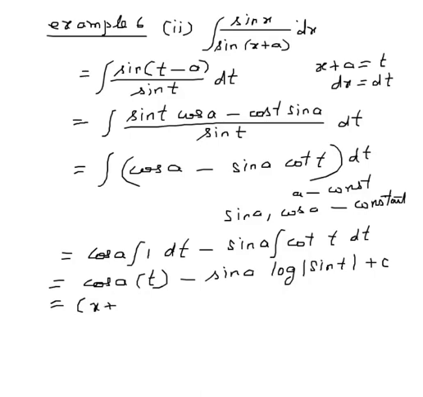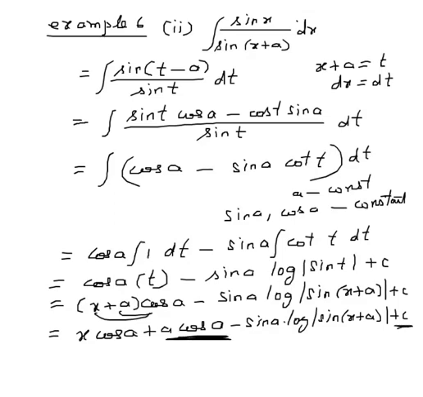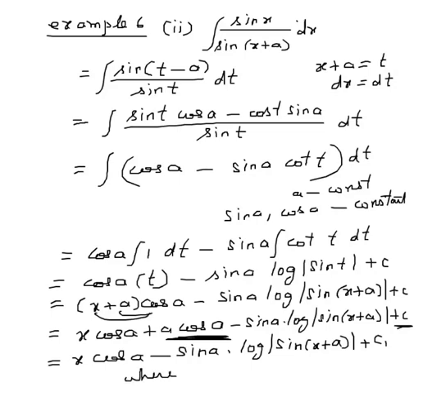Let us substitute for t. t is x plus a, so cos a times (x plus a) minus sine a times log of sine of (x plus a) plus c. I can open these brackets. x cos a plus a cos a minus sine a into log of absolute value of sine of (x plus a), plus c. Now this is a constant. I can combine these two constants and write the final answer as x cos a minus sine a into log of absolute value of sine of (x plus a), plus c1, where c1 is a cos a plus c.